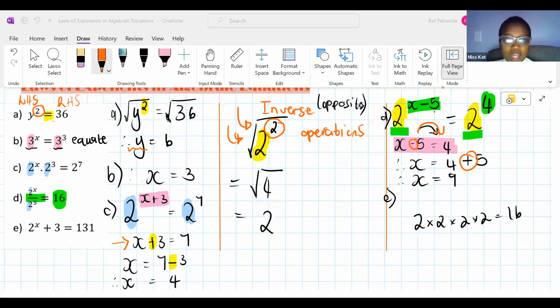Okay, anyone with an idea? People have been looking at E. Has anyone thought about where we're going to start with E?